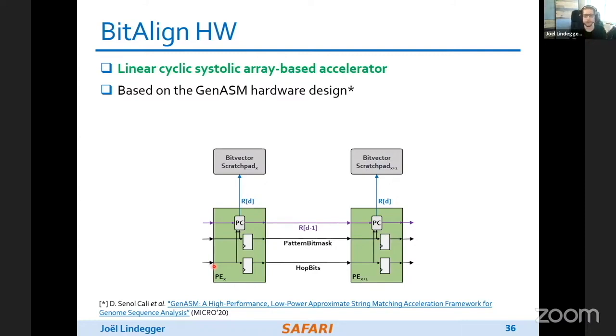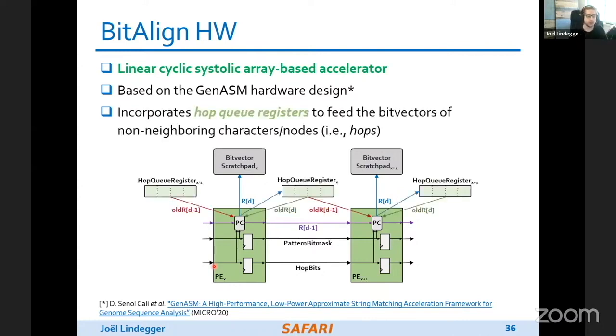that you have to handle these indirect hops in the graph, right? So indirect edges from non-neighbor nodes. How do you handle this? Well, you need these hop queue registers. So essentially, you keep storing whatever your left neighbor computed a few cycles in the past. So I think we considered up to 12 cycles in the past.